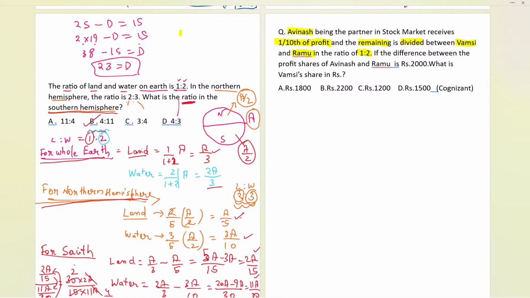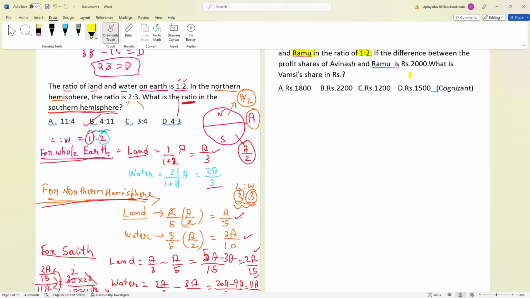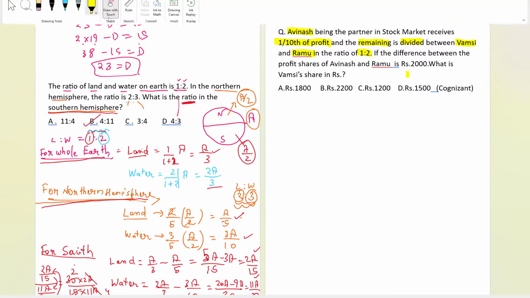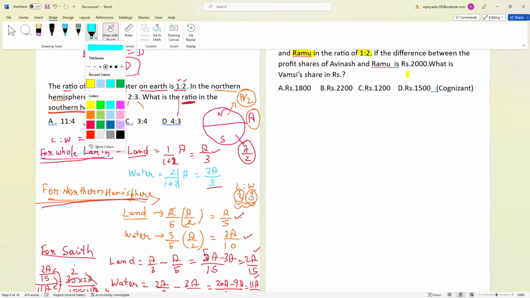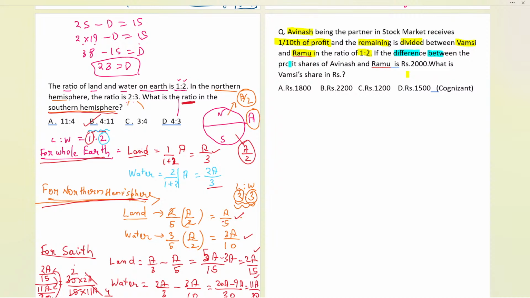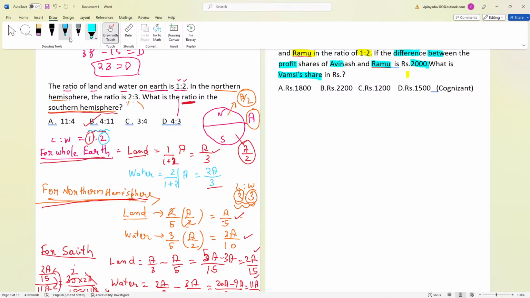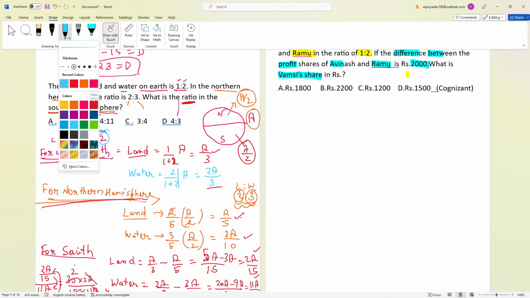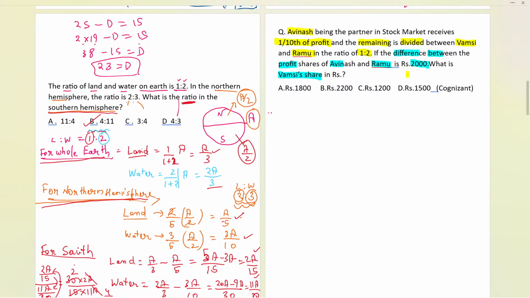Let us see further. It is saying that the difference between the profit of Avinash and Ramu is 2000. That is a condition given to us. And they are asking what is Vamsi's share. So let us see how much each person is getting. Avinash might have invested less money, which is why he has a smaller amount of profit, or he might be doing less work.